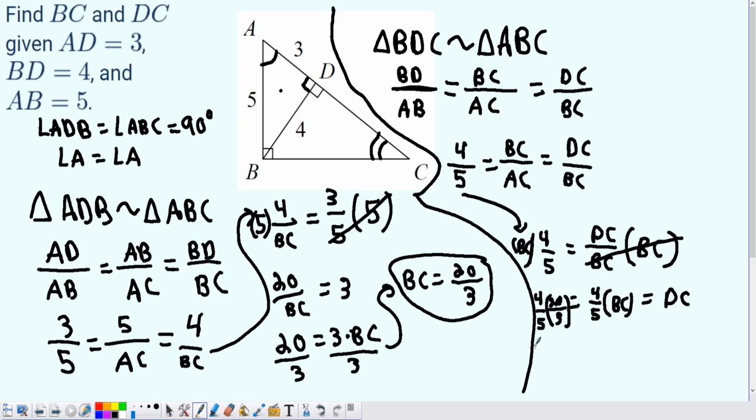Now, this can be simplified fairly easily because 20 divided by the 5 will cancel out. And then, well, what's 20 divided by 5? You are left with a 4 on the top, which is multiplied by the other 4 on the top. So we get that DC is equivalent to 4 times 4, 16, with a 3 in the denominator. And that is how we would get DC.